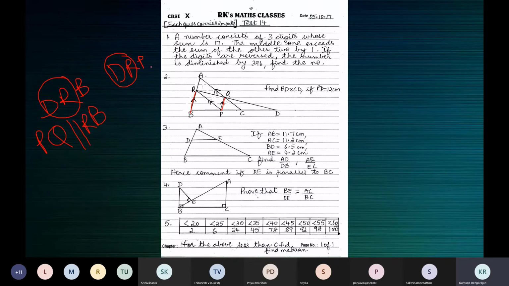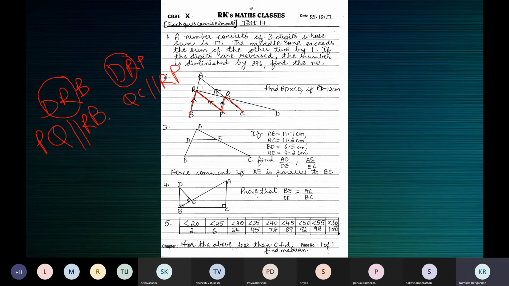What about this triangle DRP? Which are the lines parallel in DRP? QC is parallel to RP. So we have used both the sets.